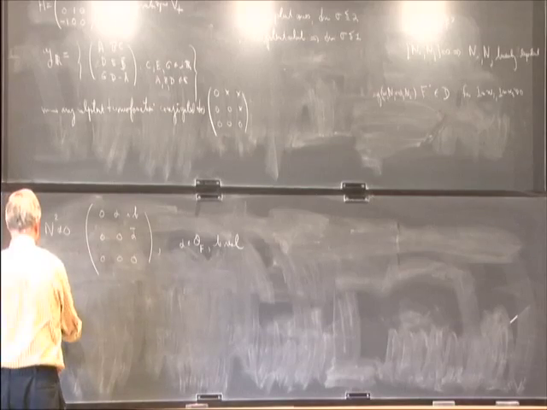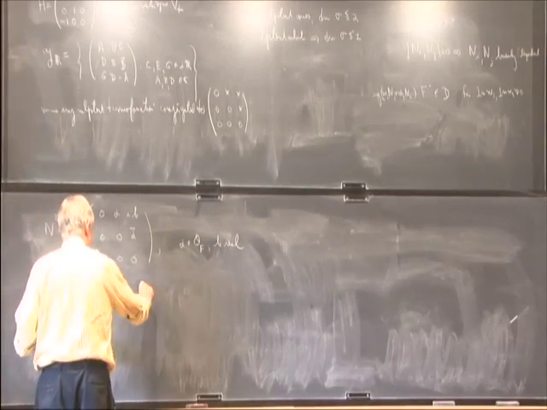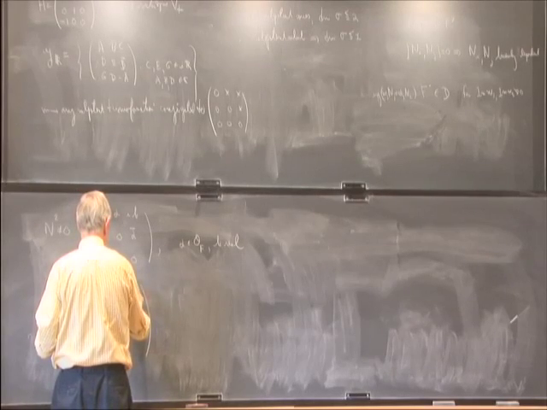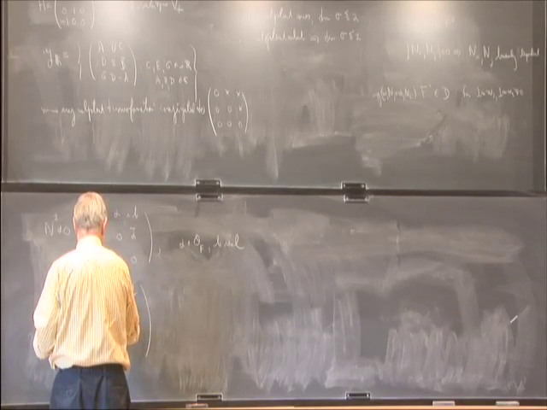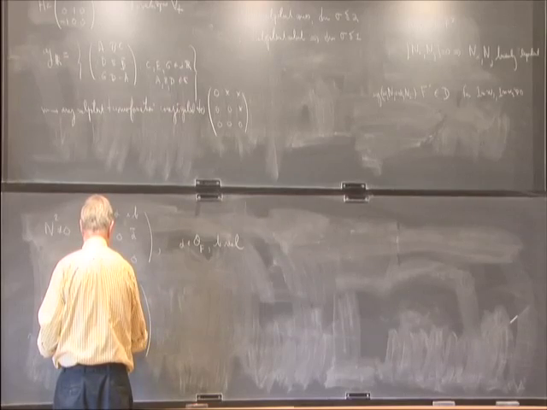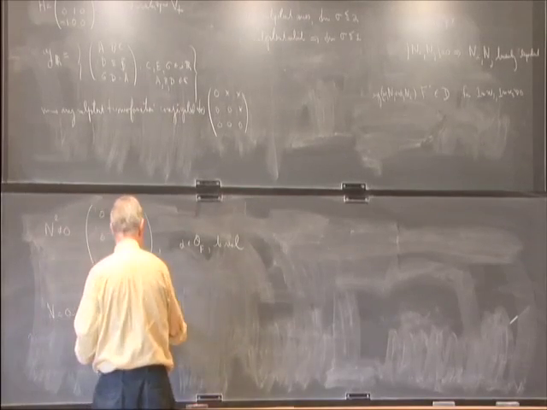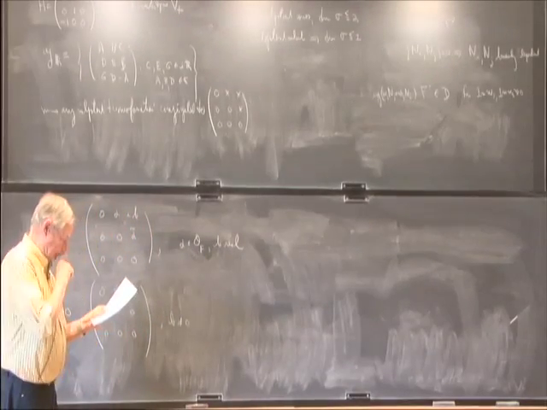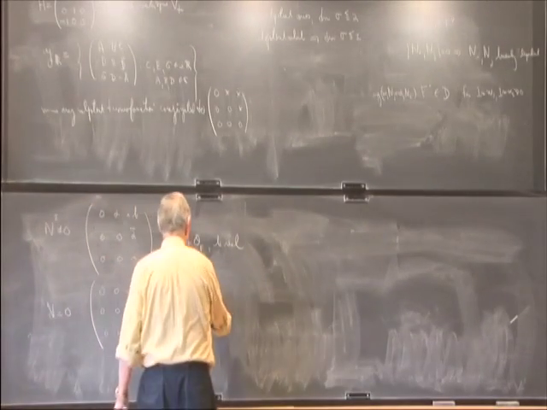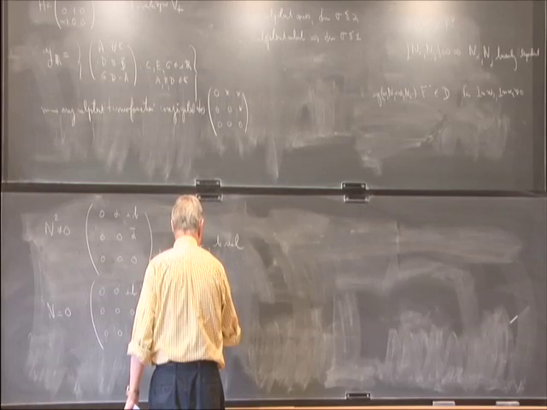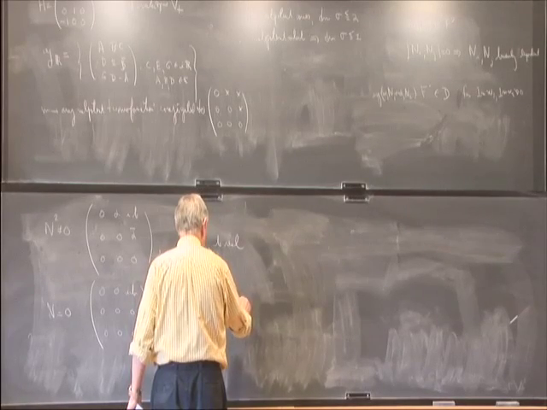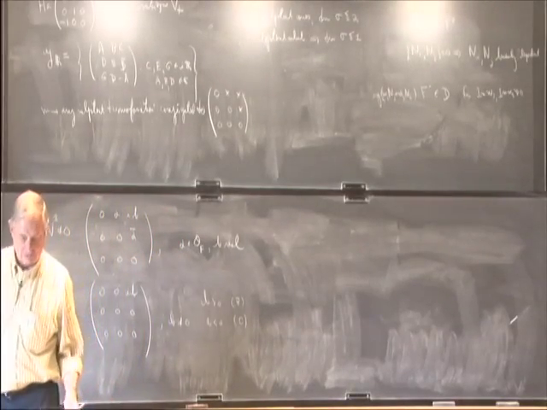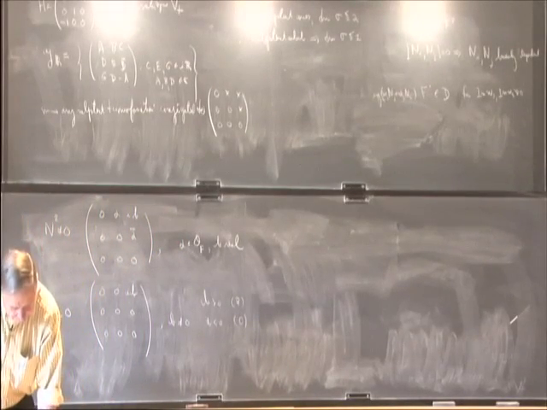In the case N equals 0, the monodromy matrix is much simpler, where B is non-zero real. And the two cases where B is positive and B negative, those are the cases B and C in terms of the limiting mixed Hodge structure earlier.